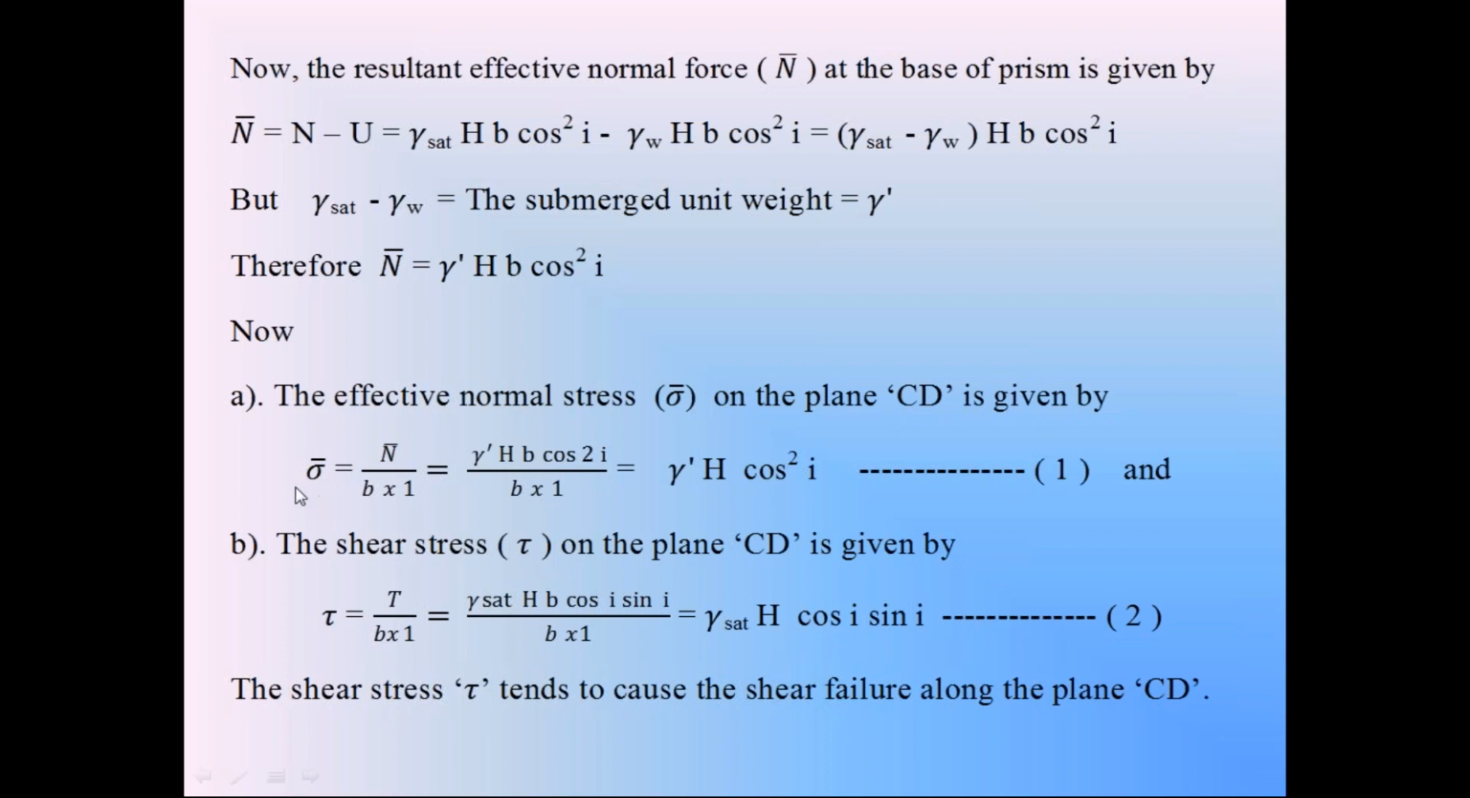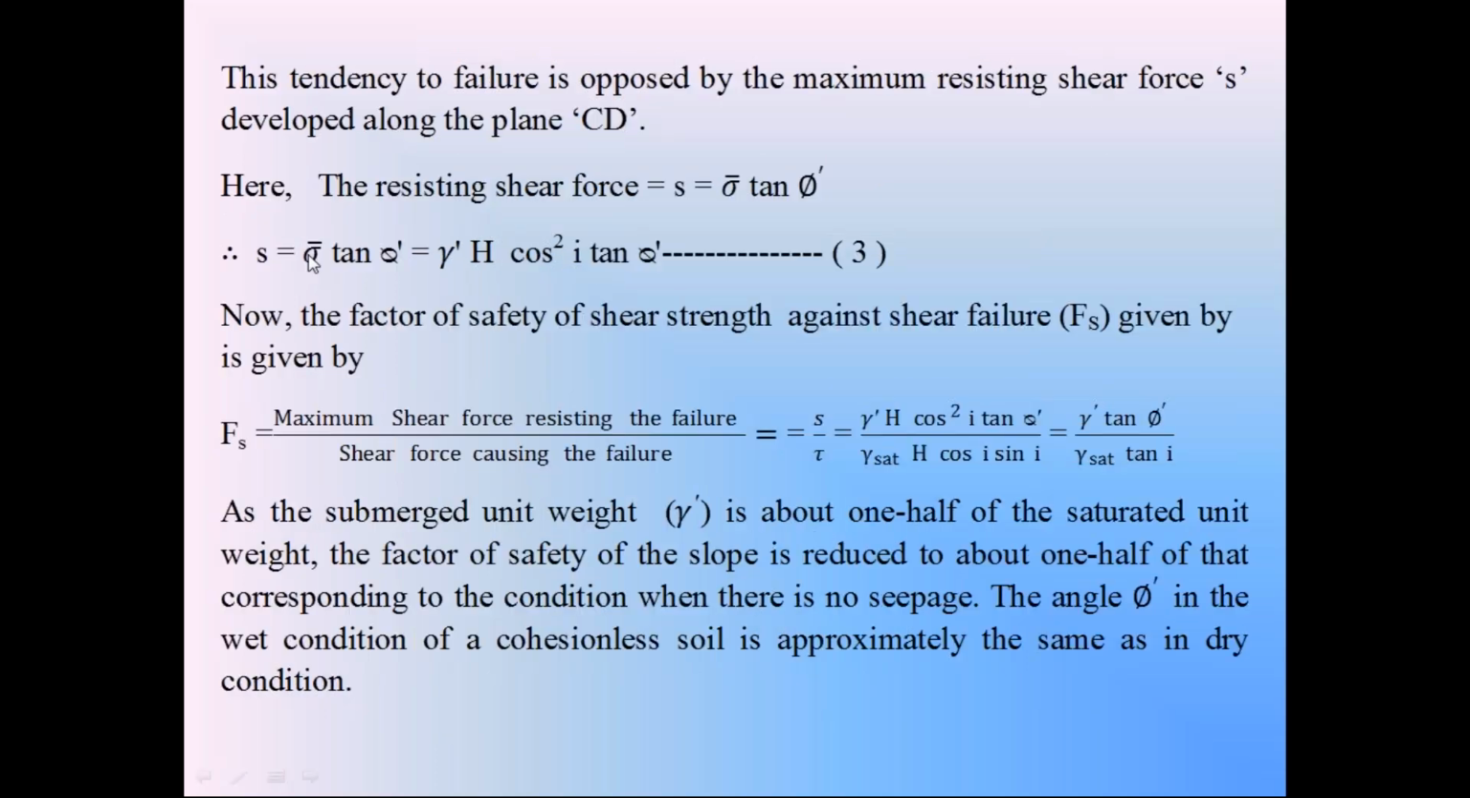Now by using this effective stress sigma dash, by applying the Terzaghi equation or the Coulomb equation, we can calculate the shear strength S in the side slope. The shear strength S is equal to sigma dash tan phi dash. This is the Coulomb equation. Soil is cohesionless soil.